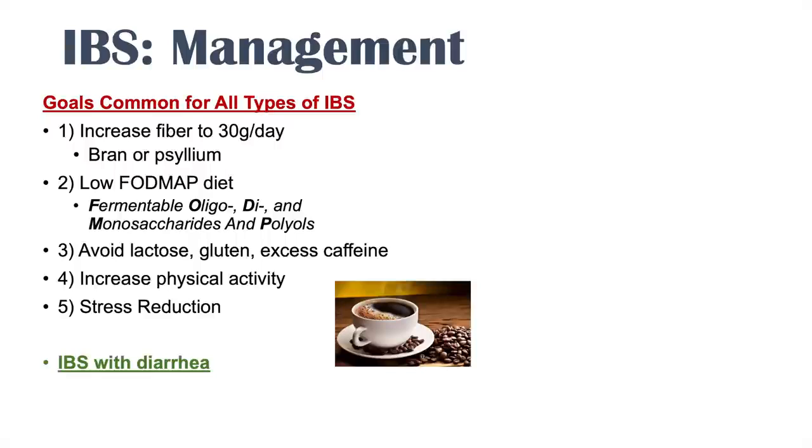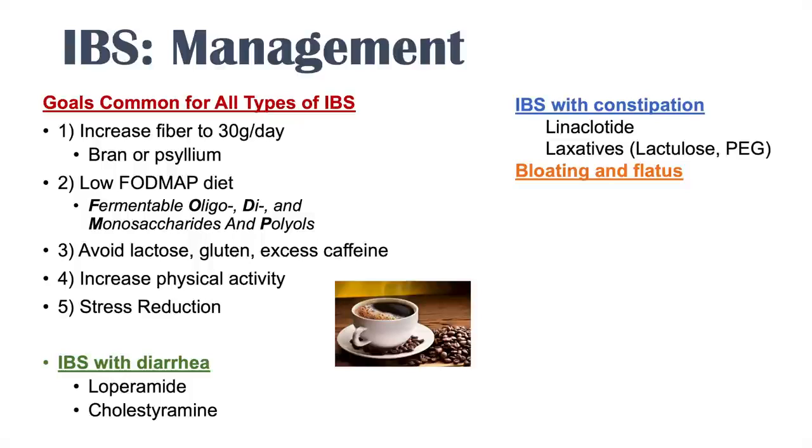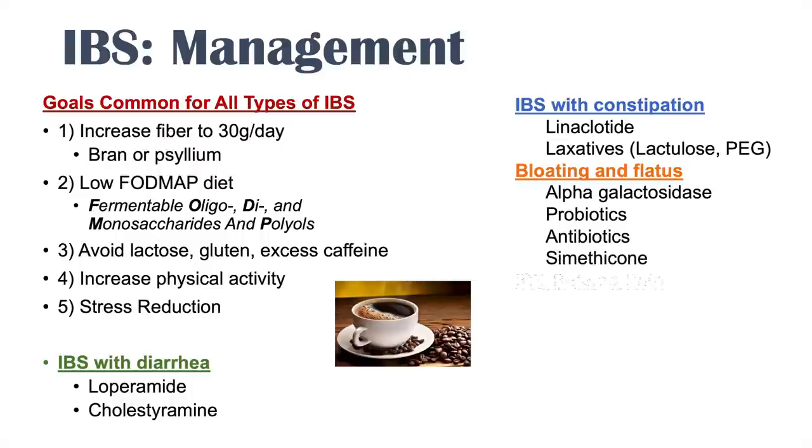Now, there are several more specific goals depending on the IBS subtype. For IBS with diarrhea, we can use loperamide as a possible medical treatment for symptoms. We can also use cholestyramine, so these can both help with diarrheal symptoms. With the subtype of IBS with constipation, or IBS-C, we can use linaclotide or laxatives like lactulose and PEG to help with those symptoms. And for symptoms of bloating and flatus, we can use alpha-galactosidase, probiotics, and even antibiotics. Simethicone can also be used.